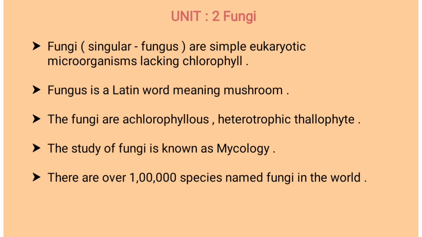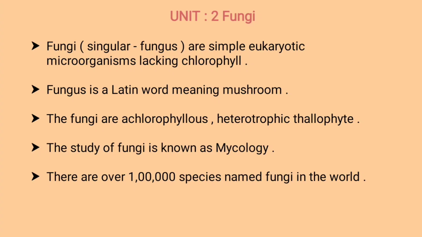Eukaryotic means an organism whose cells have a nucleus enclosed within the nuclear envelope. It means they have a nucleus and a nuclear membrane is present. So the cell is known as a eukaryotic cell. So all the fungi have a eukaryotic structure and lack chlorophyll. It means in fungi the chlorophyll is absent. They are non-chlorophyllous. So they do not carry out the process of photosynthesis. It means they do not make their own food material. So they are dependent on another organism.